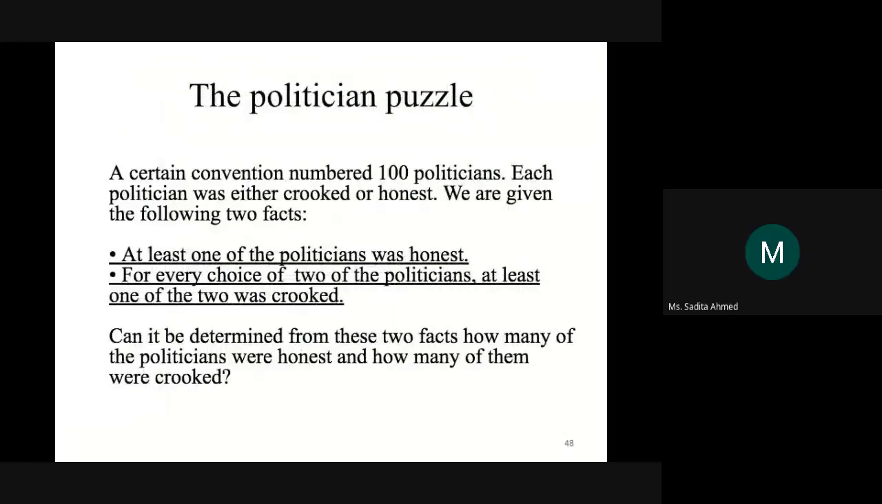No, ma'am. Okay. So yeah, we'll circle back to this puzzle at the end of the lecture. If I forget, please do remind me to circle back to this puzzle.